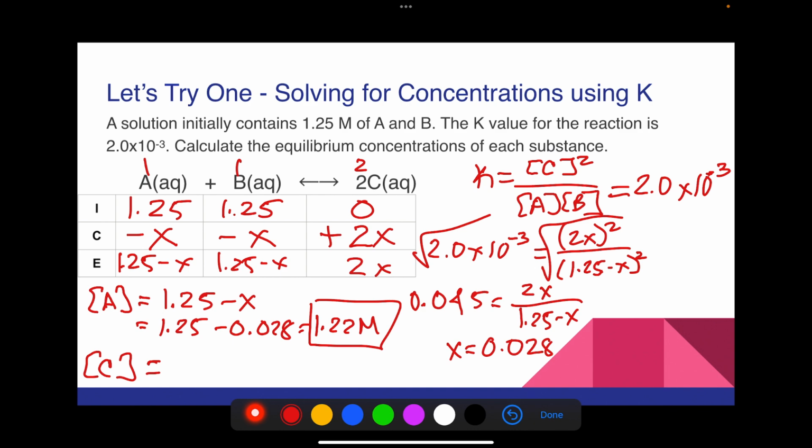Our concentration of C then is going to be 2x, which is actually just 2 times 0.028, and that gives us 0.056 molar for C.